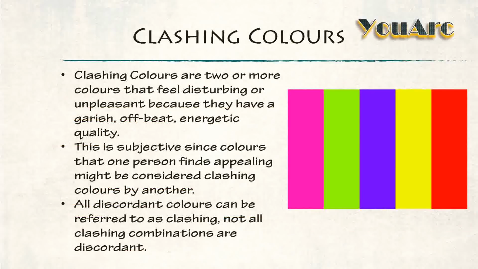So let's see what clashing colors are. Clashing colors are two or more colors that feel disturbing or unpleasant because they have a garish, offbeat, or energetic quality. They really vibrate when they are put together like that. But this is very subjective, because one color may appear appealing to somebody, whereas another person may not feel the same, right? So all the discordant colors can be referred to as clashing. All the discordant colors in the previous slide are clashing, but not all clashing combinations are discordant. This is another important key term to understand here.